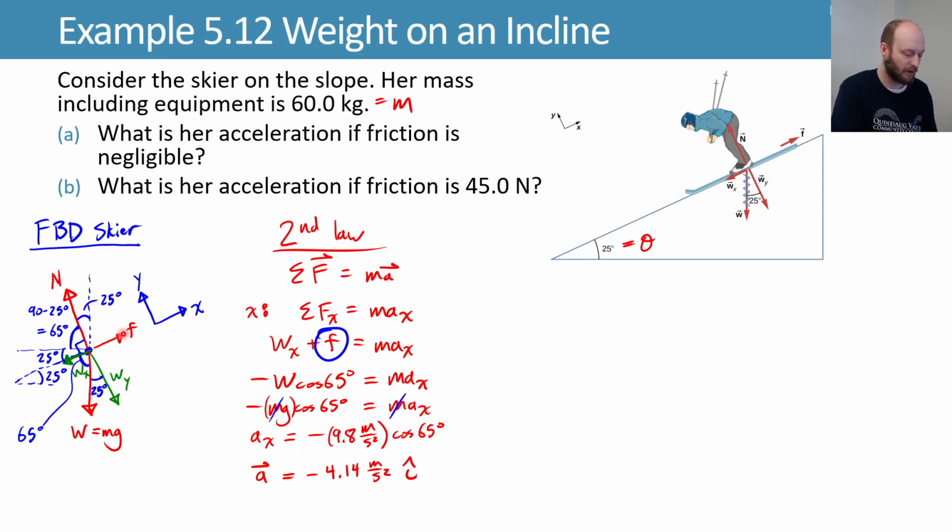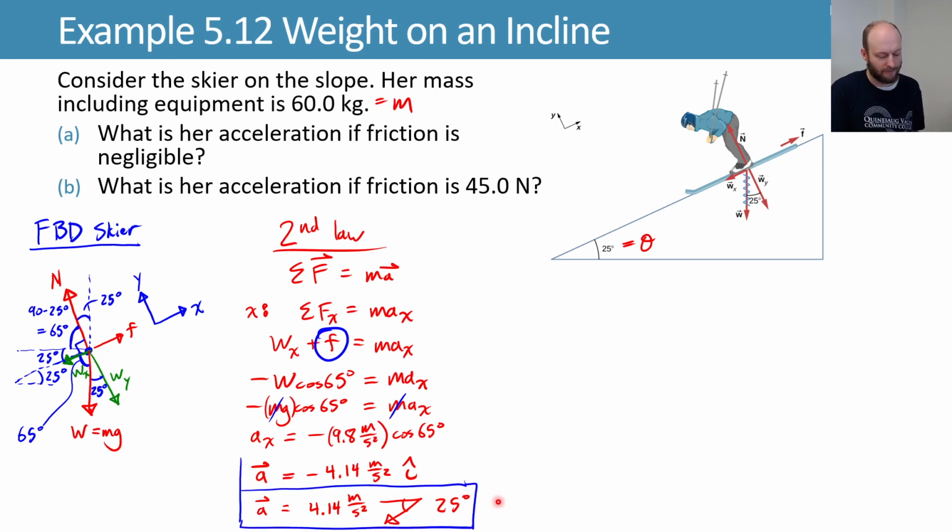The negative means that we're acting in the negative direction. If I had defined my x as positive going down the slope, then this would have been a positive, right? This negative or positive depends on my choice of coordinates. So my acceleration, since I'm not coming up and down off the surface, I don't even need to consider the y component. I can say my acceleration should be that magnitude in a direction that's 25 degrees below the horizontal. Either one of these is fine, whichever one makes most sense to you.